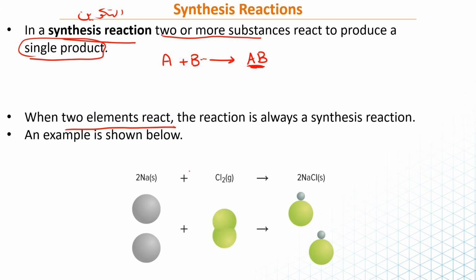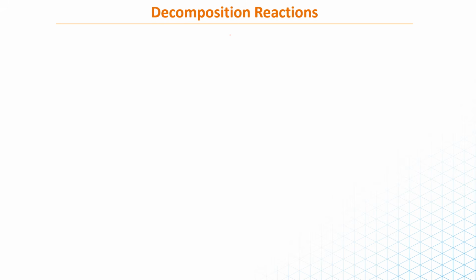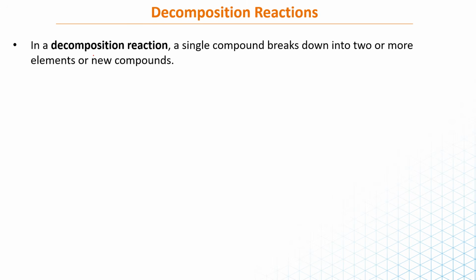as the example shown below. So look here, guys. You have Na plus Cl2 gives me NaCl. This looks like A plus B gives me AB. So this is a synthesis reaction, okay? Because you have one product only. Now what's the opposite of that? Decomposition reaction. In a decomposition reaction, a single compound breaks down into two or more elements or new compounds.